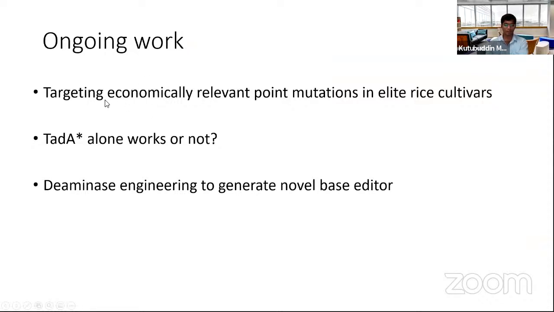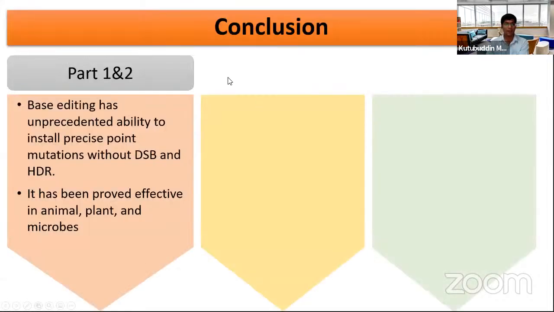What we are working on now related to base editing is targeting economically relevant point mutations in elite rice cultivars to develop rice varieties. And we are also trying to develop a mini ABE system, adenine base editor, by using only the TadA monomer and deaminase engineering to generate a mobile base editor. Coming to the conclusion slide, what I have told in parts 1 and 2 is that base editing has unprecedented ability to install precise point mutations without double strand break and without following homology directed repair. Nobody had thought about this one. It has been proved effective in animals, plants, and microbes.